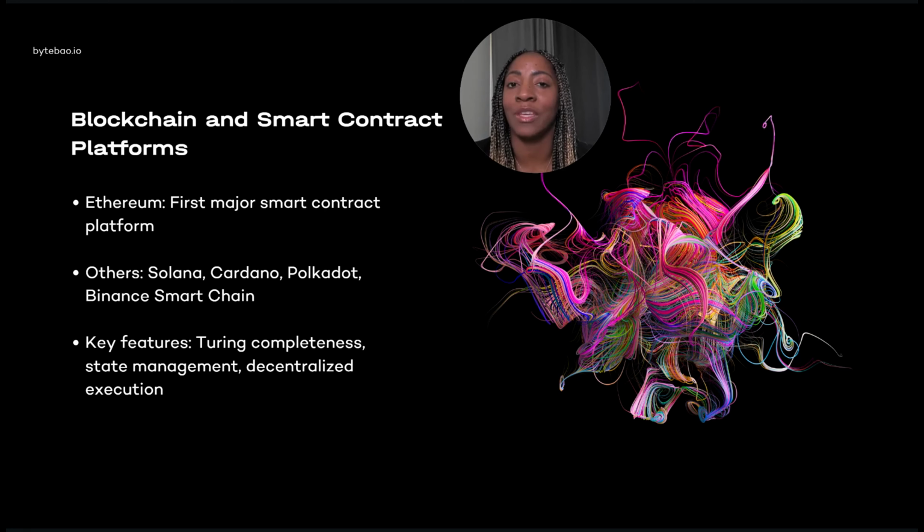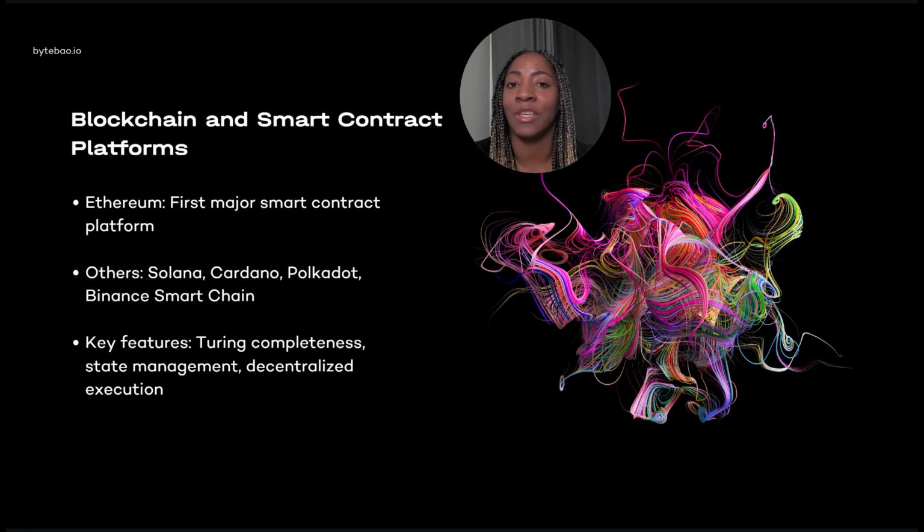We also look at state management. What is state management? It's basically the management of data. How is data held and managed within the smart contract? And it has different levels of effectiveness through different blockchains. And then, of course, decentralized execution. Decentralized execution, as you know, means that the execution is not done by any one entity. It's not done by any central entity. It is essentially done spread out across the blockchain or the protocol.